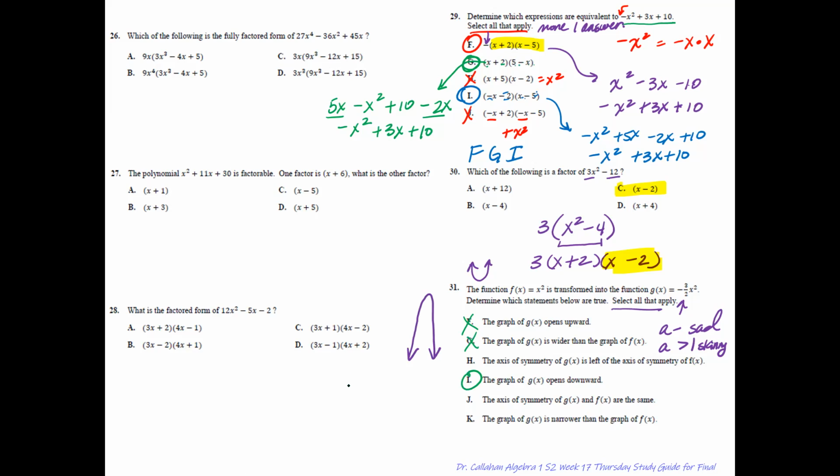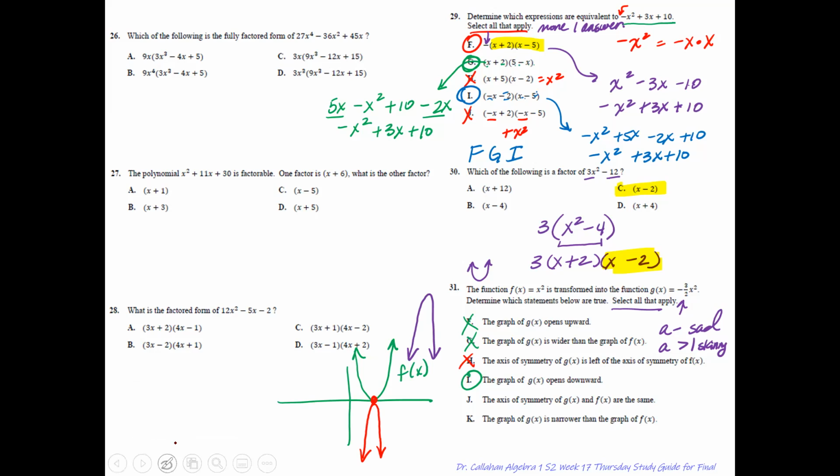Okay, so what they're saying is that if f of x is x squared, so let's say this is x squared right here, and that's f of x, then this one, which is g of x, is going to be a skinnier version of this, but it's opening downward. And that's not necessarily true. The axis of symmetry is to the left of that. No, that's not correct. The axes of symmetry are the same.